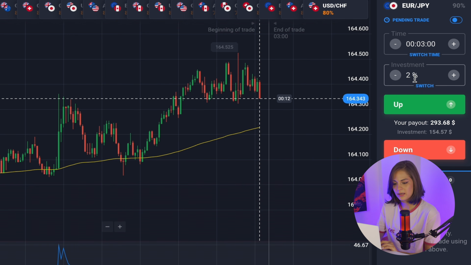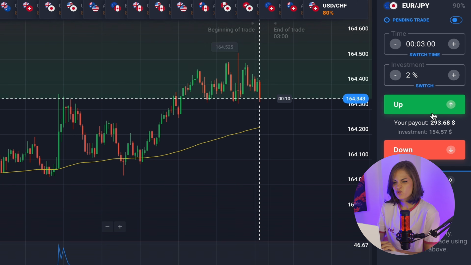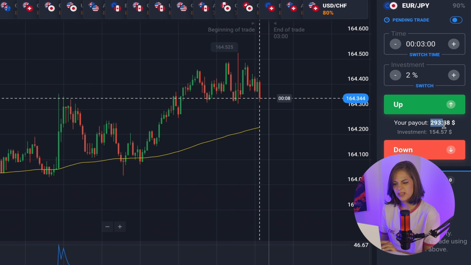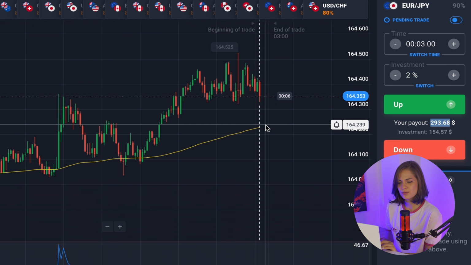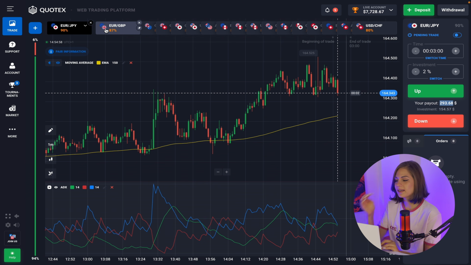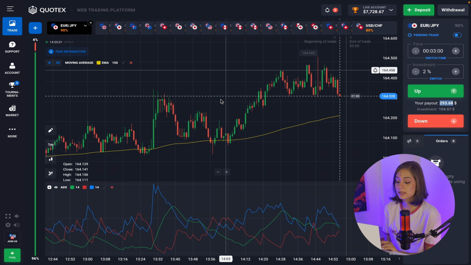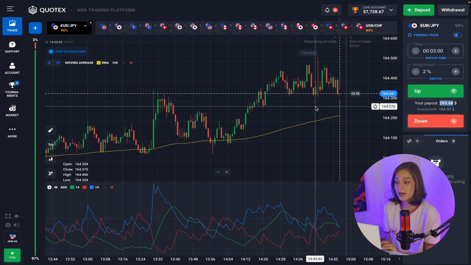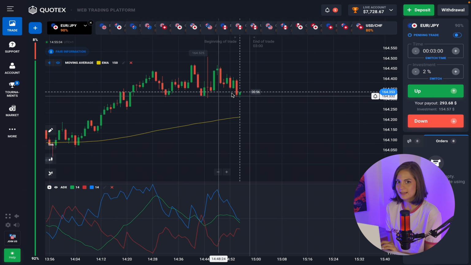And the amount of money that I'm going to use is going to be 2%. So in my case, it's going to be $293.68. And I have a lot of currency pairs. I will try to find the first entry point, and let's get started.